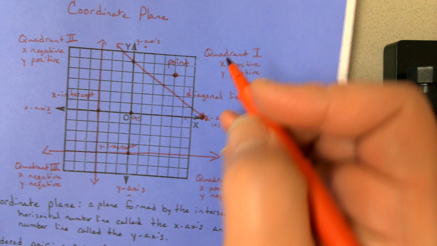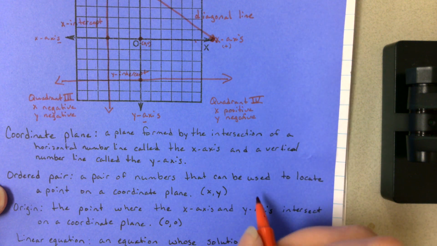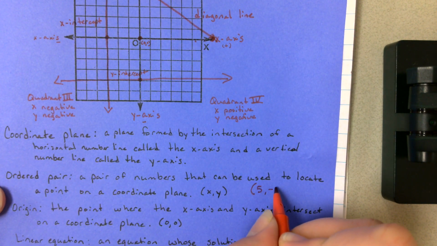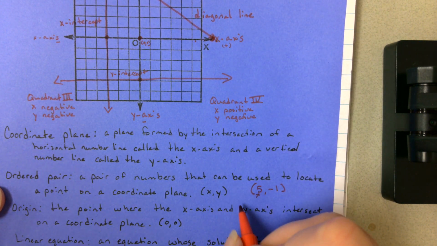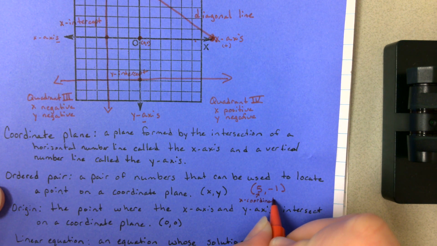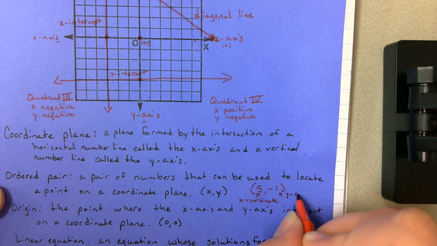All right. So our ordered pair, you're going to see some examples. So we're going to 5, -1. This is my x coordinate. And then -1 is my y coordinate.